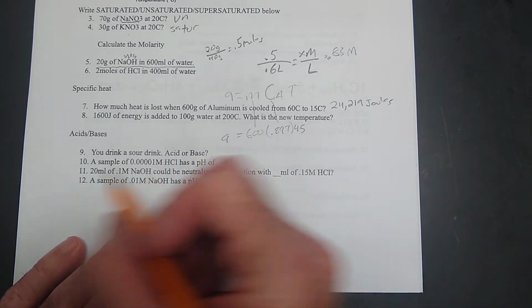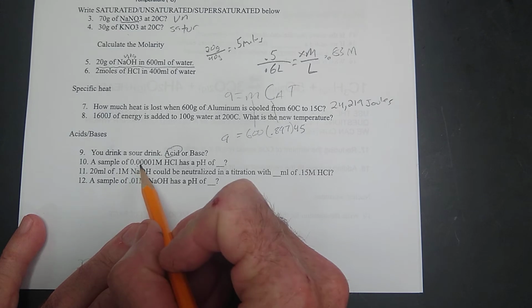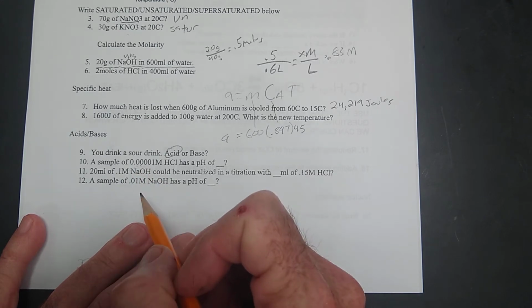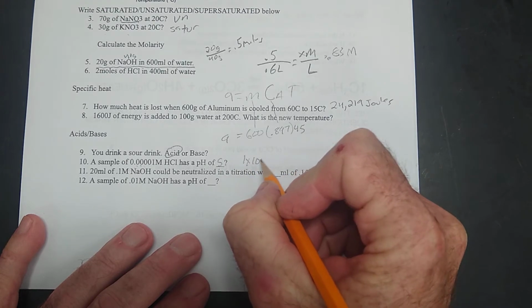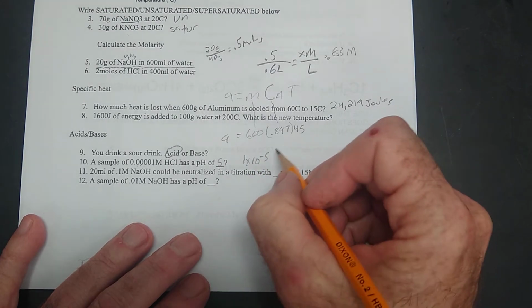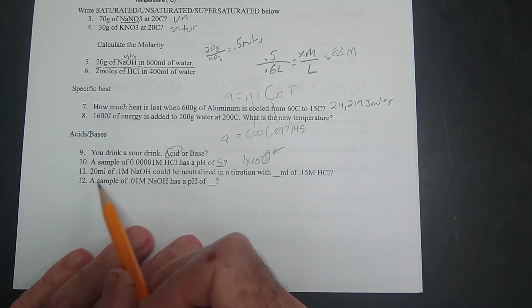You drink something that tastes sour, acid. This is 0.00001 molar. That's a pH of 5. Or in other words, 1 times 10 to the negative fifth. That number right there is the pH.